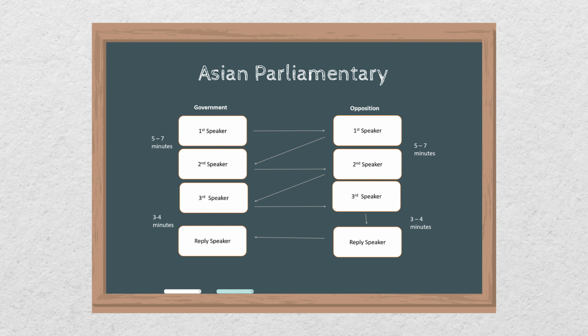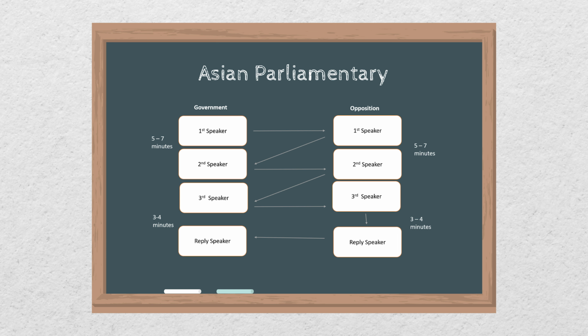Okay? Right. Besides the British parliamentary system, we also have what we call the Asian parliamentary system, or 3-on-3. So there are 2 teams, government and opposition, and there are 3 speakers: first speaker, second speaker, and third speaker. What makes it different from the British parliamentary is that you have a closing session. We call it the reply speech. The reply speaker only speaks for about 3 to 4 minutes. Meanwhile, the main speakers speak for about 5 to 7 minutes.